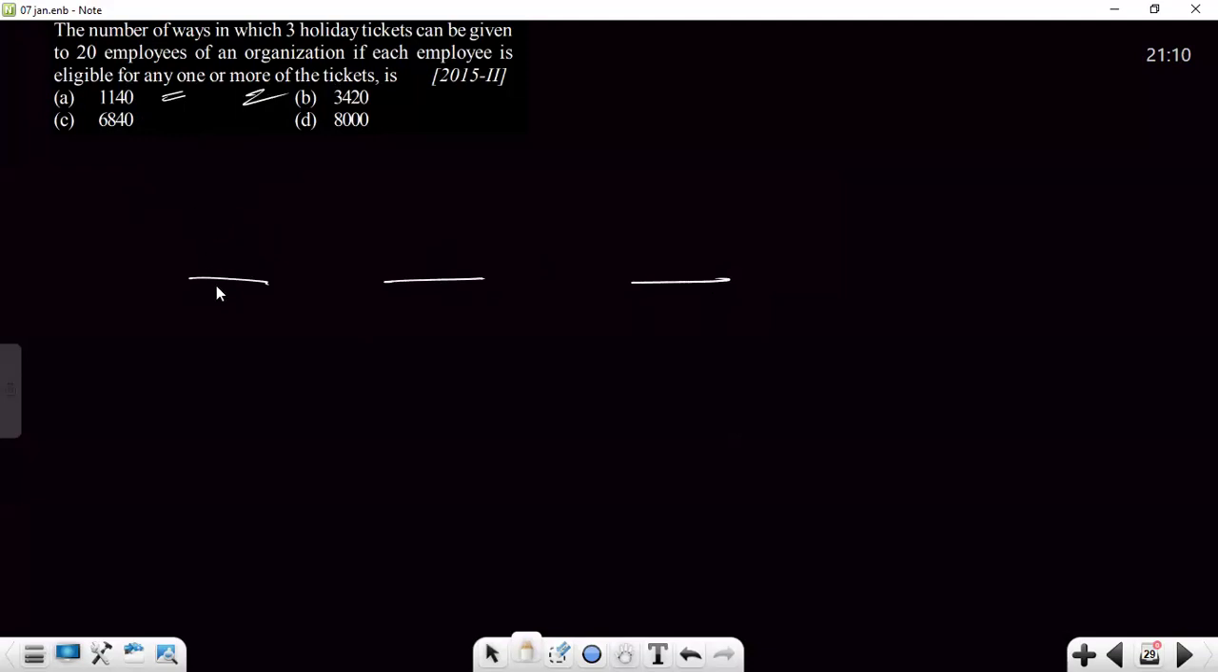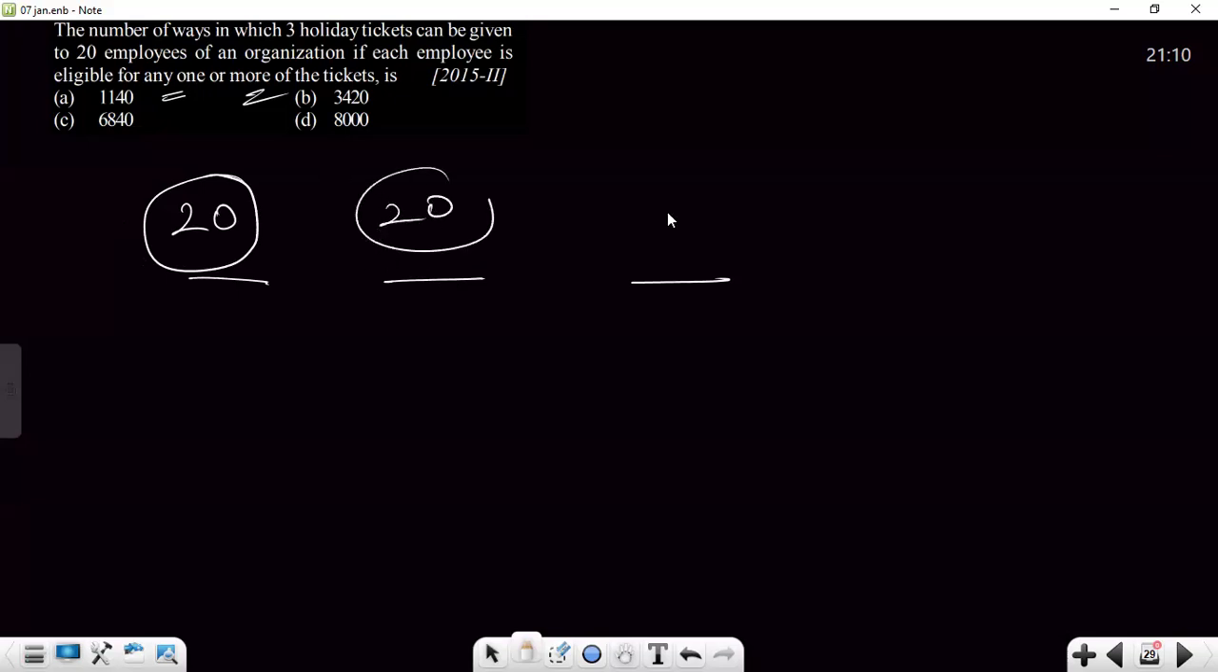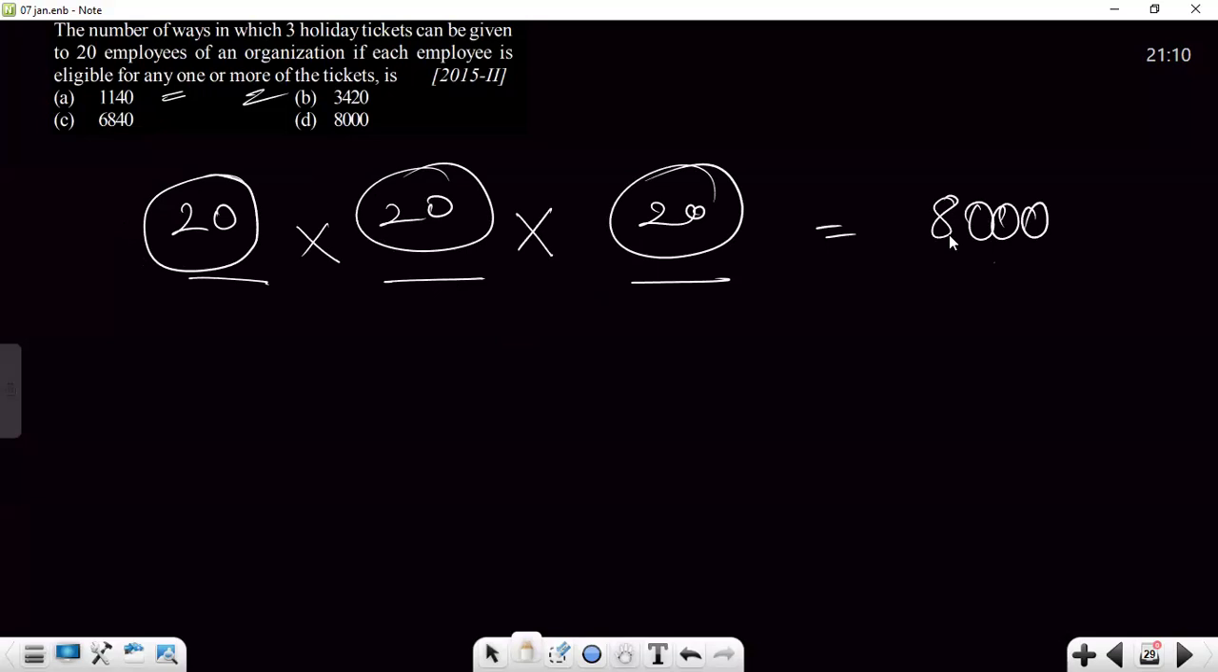So for the first ticket, how many choices do we have? We have 20 choices. Now for the second ticket also 20 choices. Why? Because one person can get more than one ticket. So 20 choices for the second place also, 20 choices for the third ticket also. 20, 20, 20, that makes 8 with 3 zeros, 8000. Answer. Any doubt, anyone?